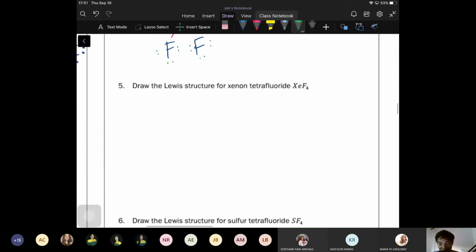Xenon tetrafluoride. Hala, sir. Di ba si xenon ay noble gas? Opo. Bakit siya naging compound? Akala ko yung noble gas non-reactive. Opo. Opo din yung sagot.